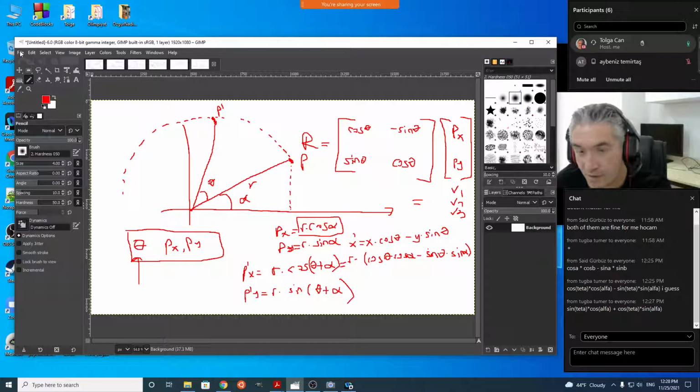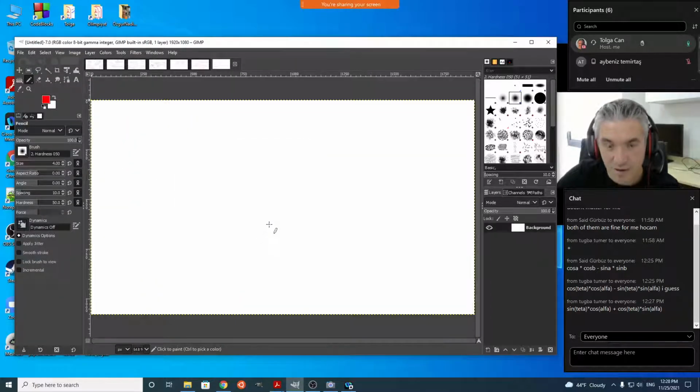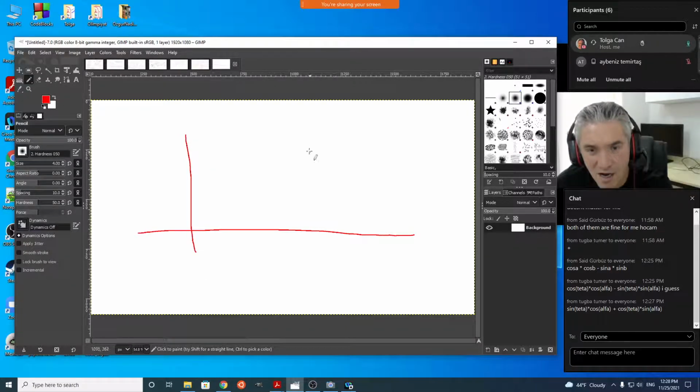Now, here is one final thing before we stop. What if I want to rotate a cube like this, or I mean, in 2 dimensions, it's a square.